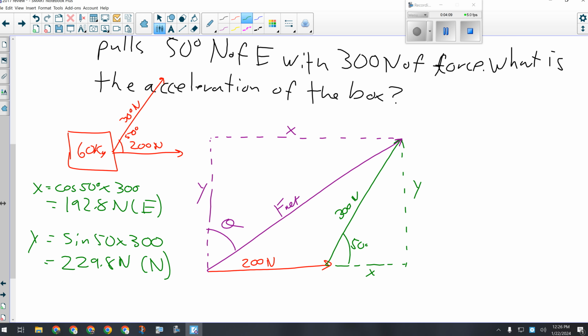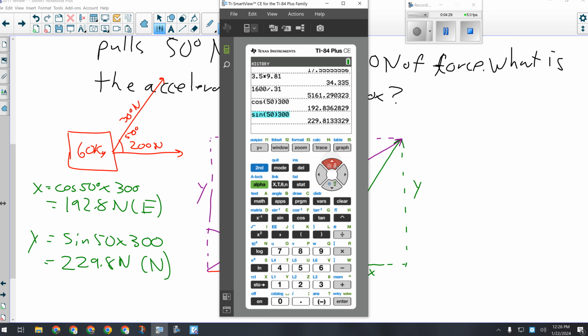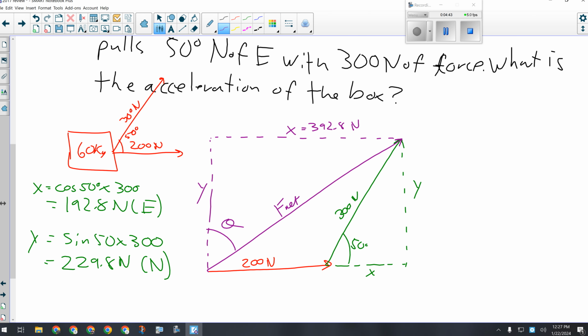Now I've got all the information I need to find my purple triangle for my F net. So purple X is going to be 200 plus 192.8, so purple X is going to be 392.8 newtons east. I'm just going to make sure I get that in my calculator with all the decimals. Then my Y component is just the 229.8. That's the only time it goes north, so I don't need to do anything else with that one. This side here is already 229.8 newtons.